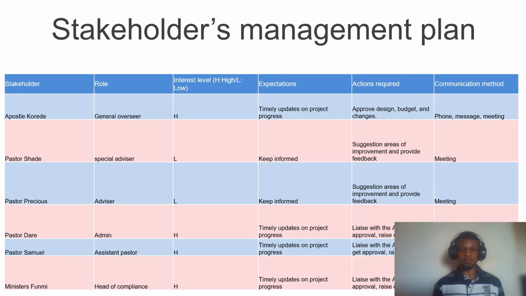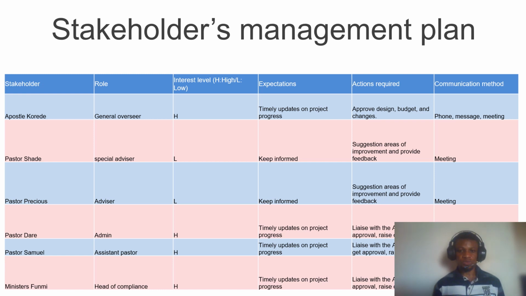Of course, the apostle requires timely updates on project progress. That's his expectation, and he gives, of course, approval on budget. If there are any changes, he has to be informed. He has to be carried along. And so, methods of reaching out to him would include phone, message, and of course, meeting.